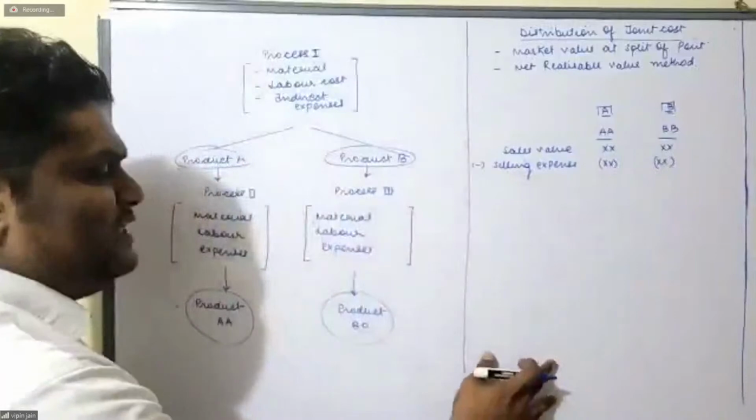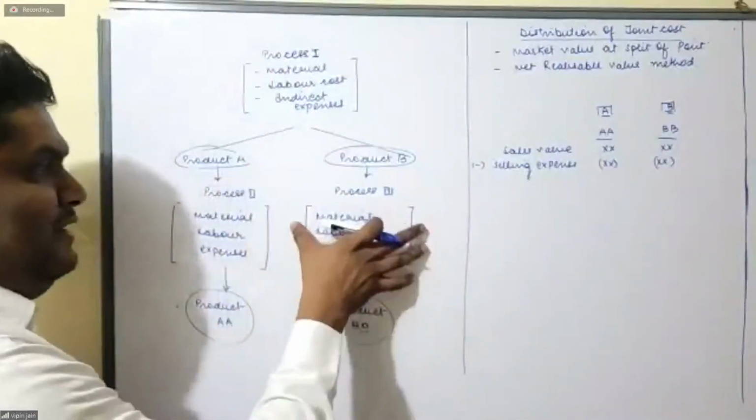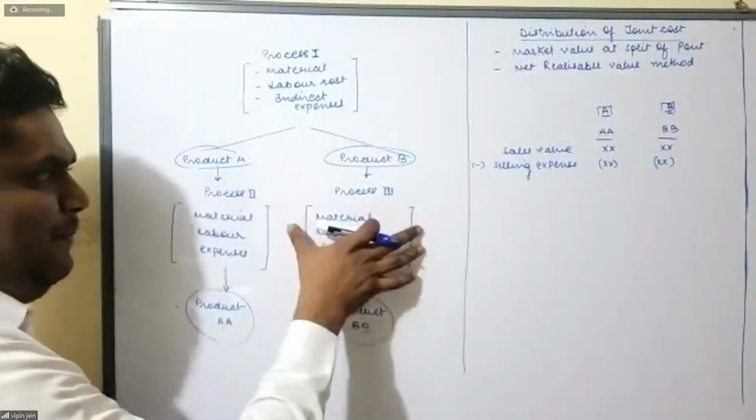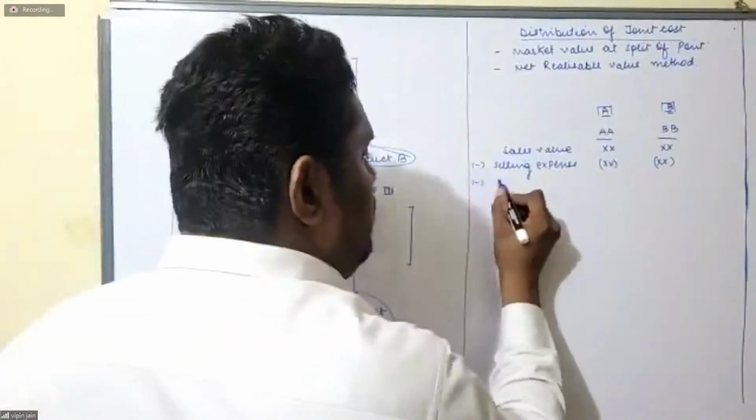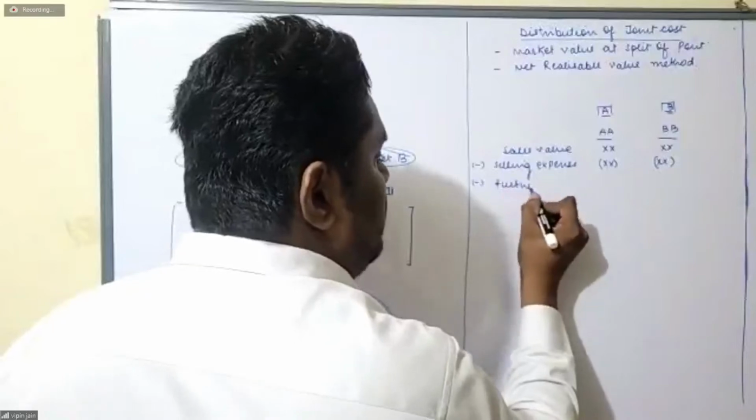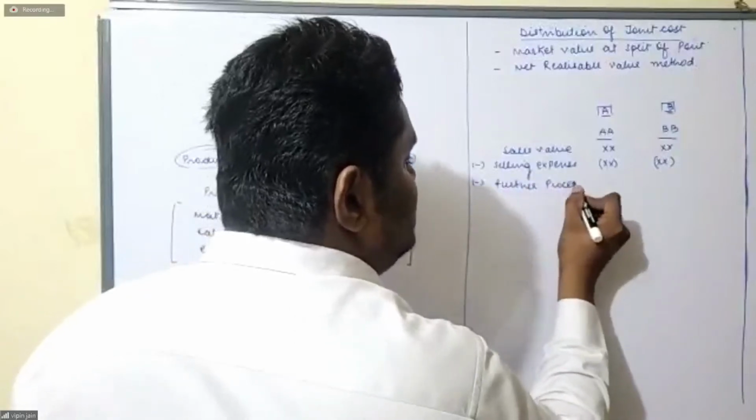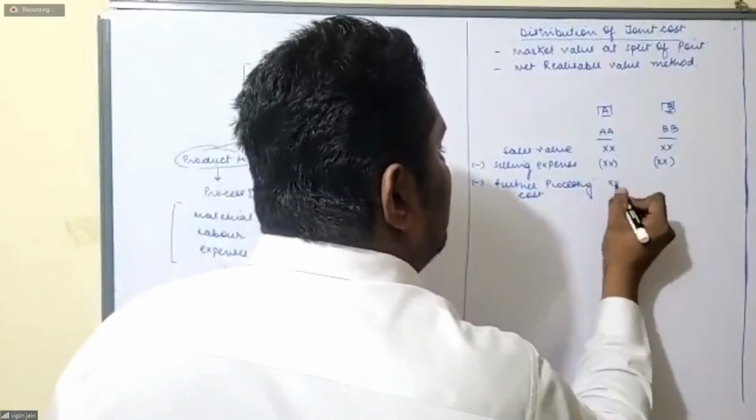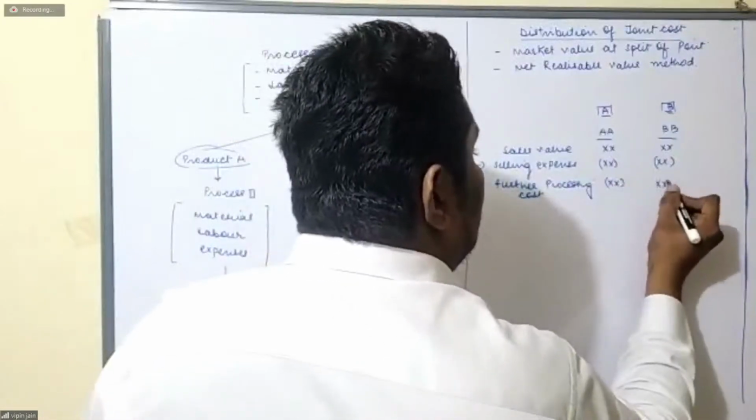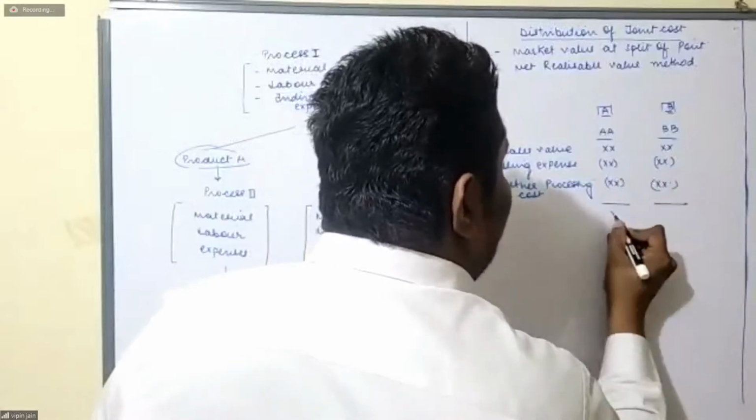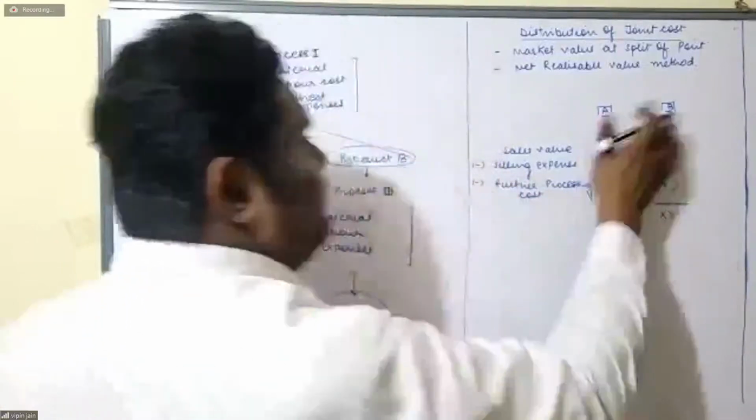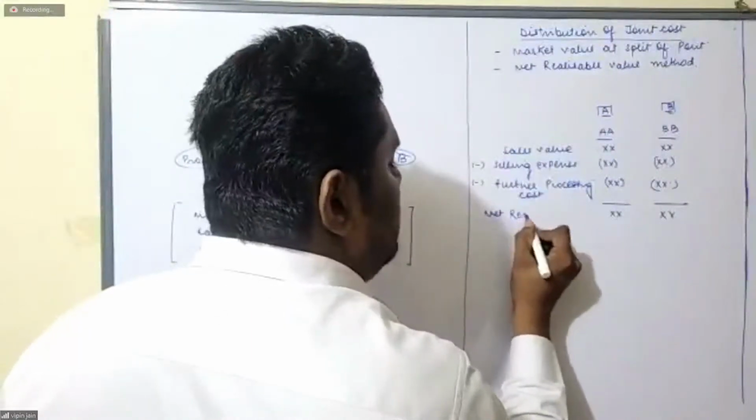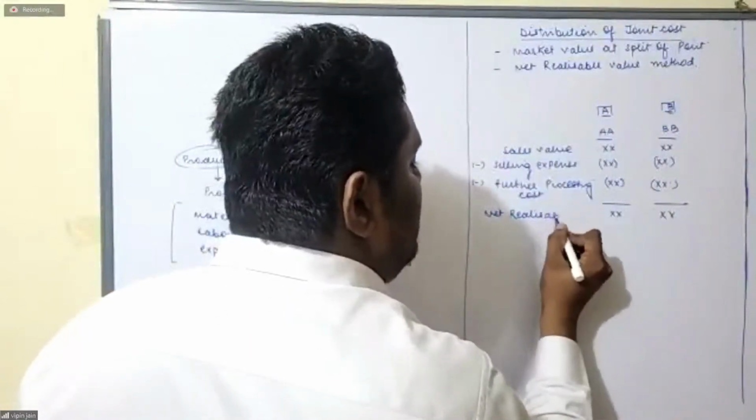Apart from this selling expenses, we will deduct the further processing cost, that is cost of process second and process third. So we will deduct the further processing cost. So the value as calculated will be my dummy market value of product A and B, or we can say it is called the net realizable value.